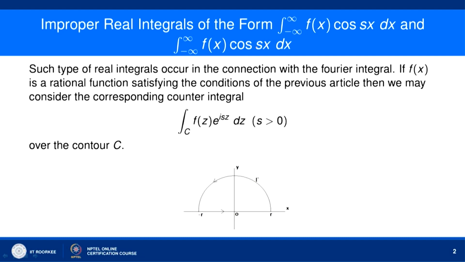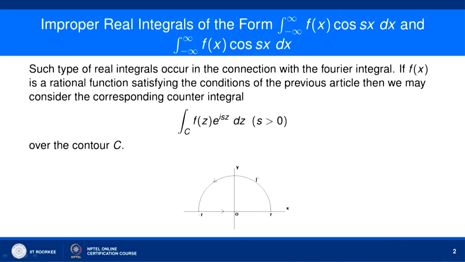If f(x) is a rational function satisfying the conditions of the previous article, when we evaluated the integral of f(x) over minus infinity to infinity, we had considered f(x) to be a rational function of x, that is f(x) equal to p(x) by q(x), where q(x) does not vanish for any x and the degree of q(x) is at least 2 units higher than the degree of p(x). So, we assume the same conditions here on the function f(x). Then we may consider the corresponding contour integral.